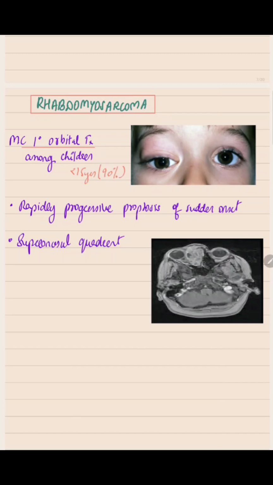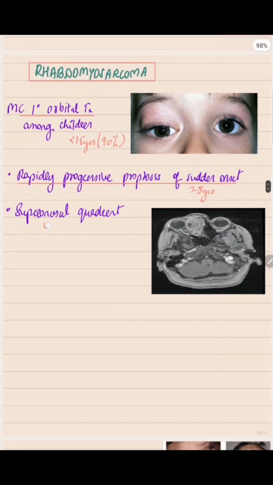It classically presents as rapidly progressive proptosis of sudden onset in a child of 7 to 8 years. The massive proptosis is usually present in the superior nasal quadrant. So it mimics an acute inflammatory process.